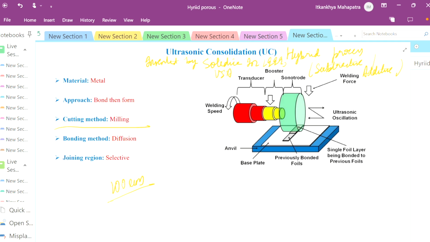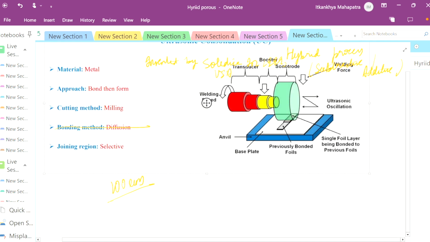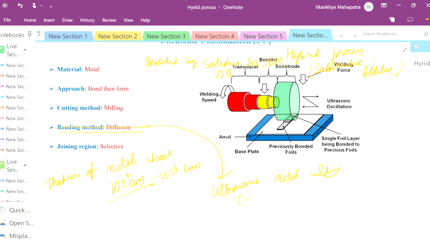Cutting method, this is a very different method. Milling, bonding is diffusion, and the thickness of the metal sheet is 100 to 150 micrometers. Now the bonding method, which is diffusion, is ultrasonic metal welding. Here the temperature is 200 degrees Celsius. Solid state welding happens.